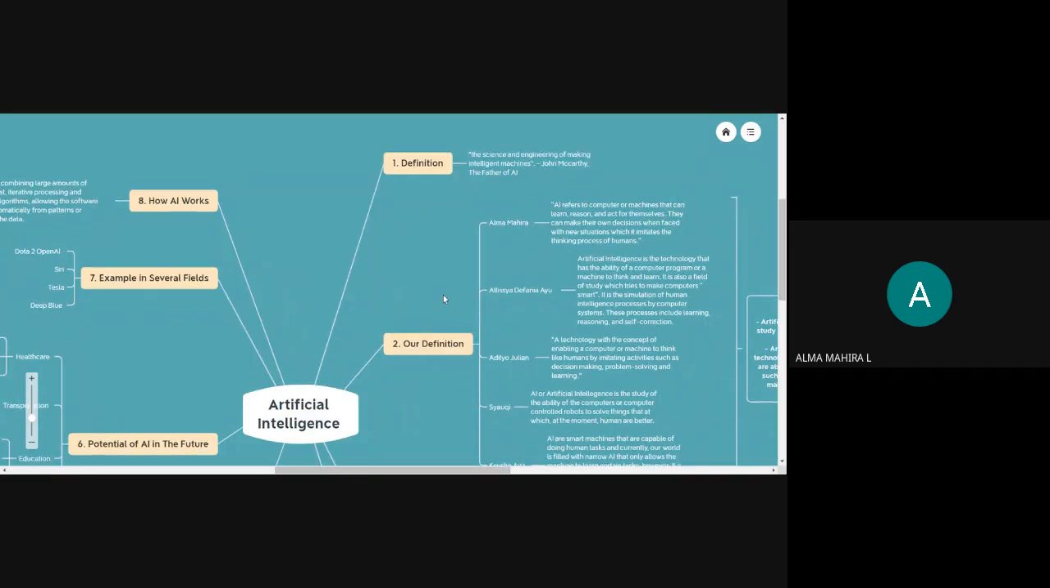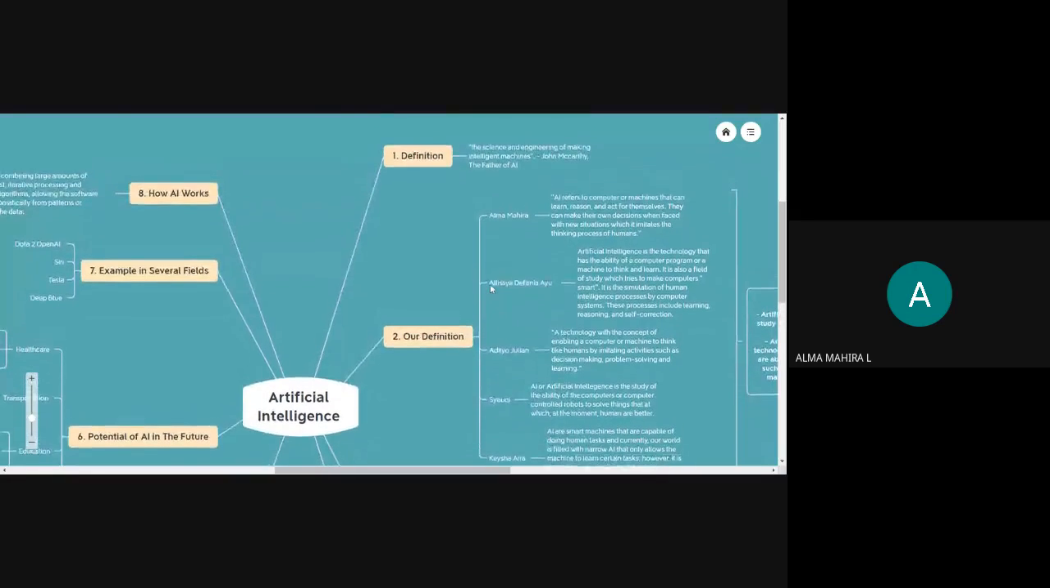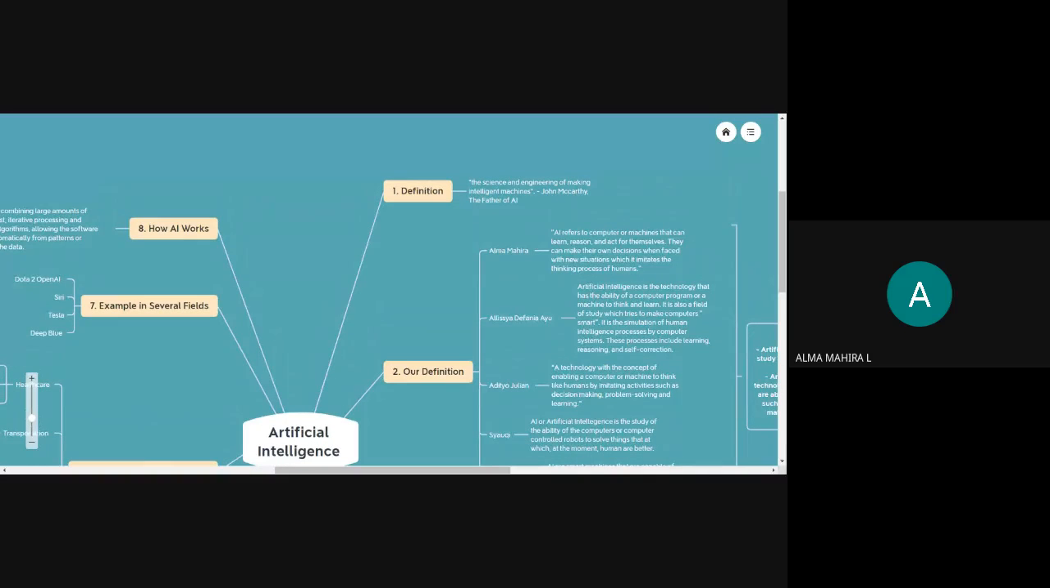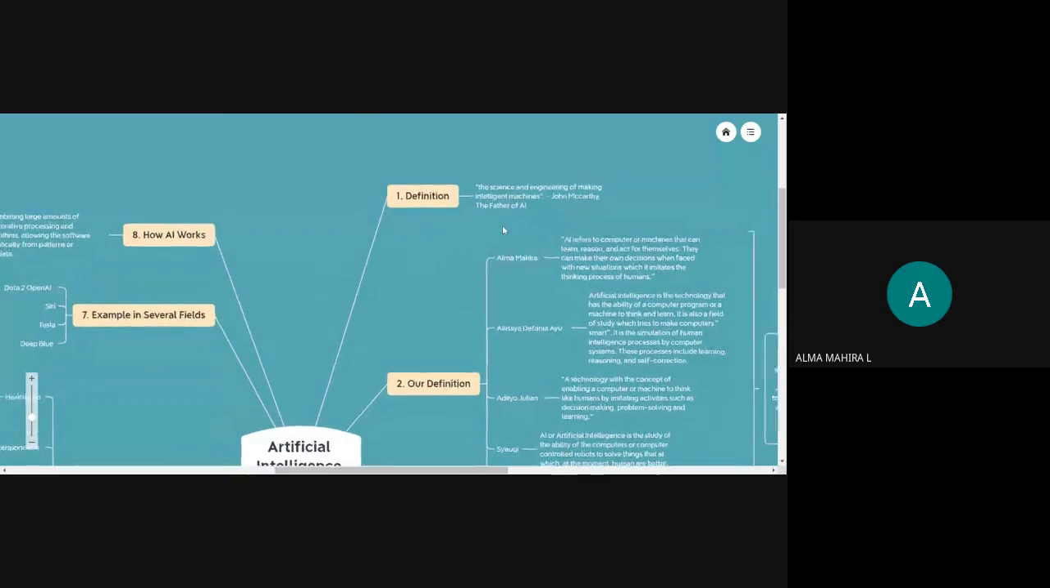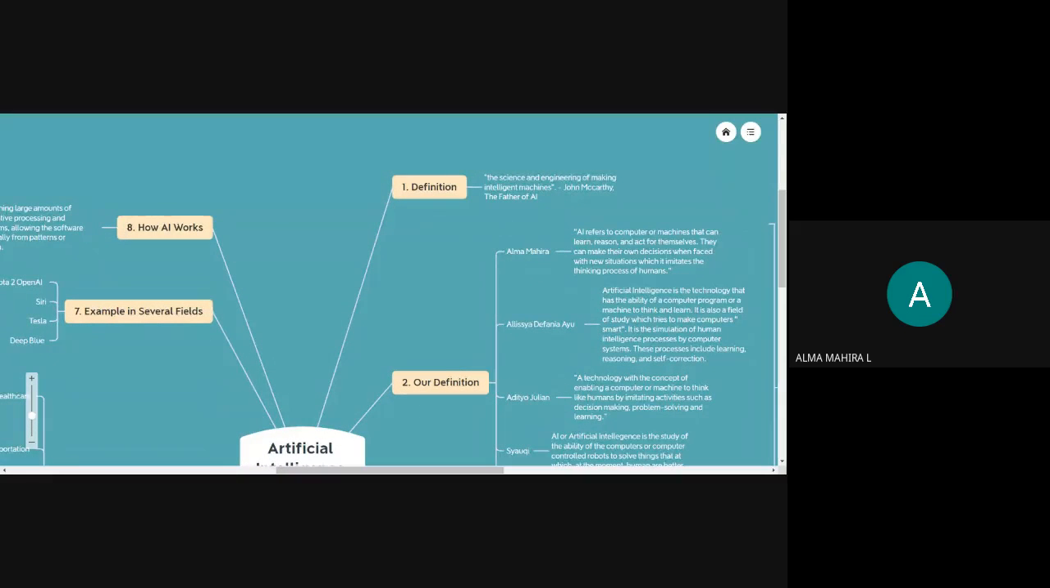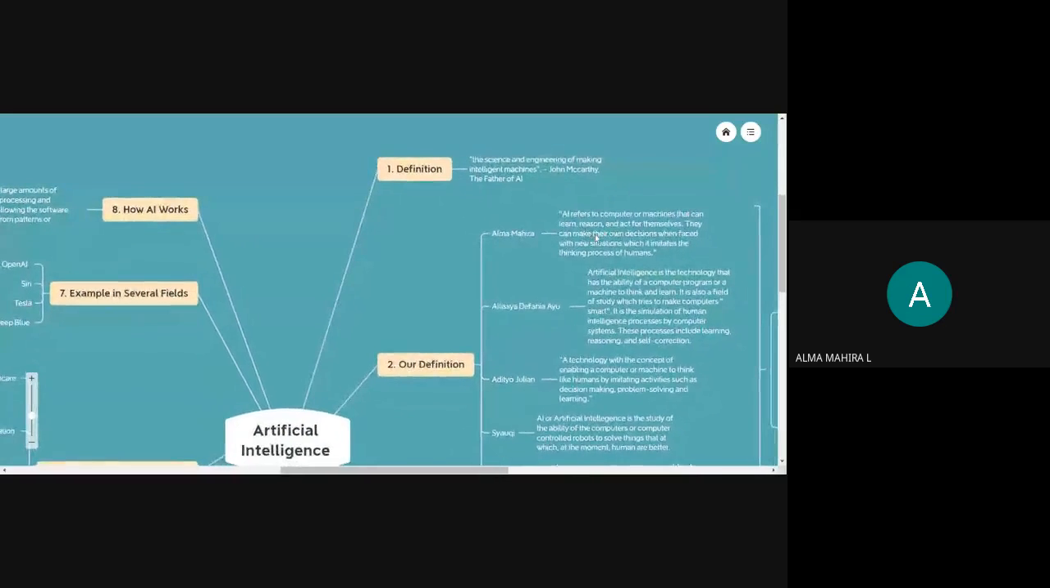So the first one, I'm going to talk about the definition. It is from John McCarthy, the founder of artificial intelligence: the science and engineering of making intelligent machines. So there are also our definitions.